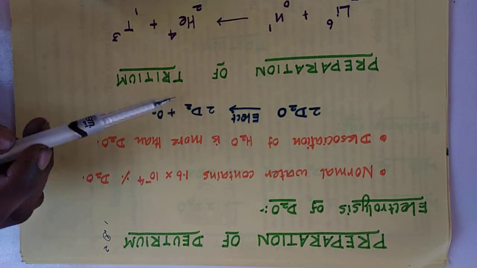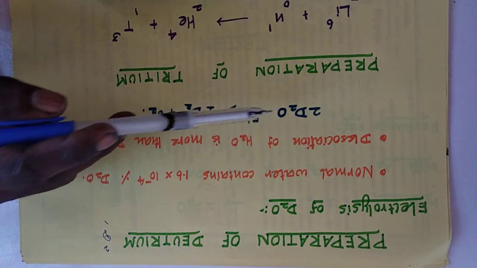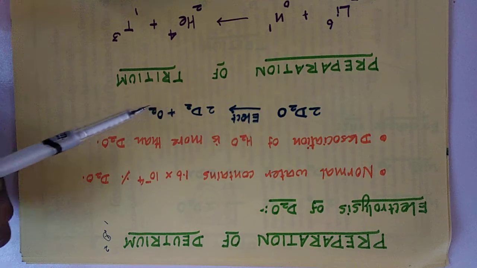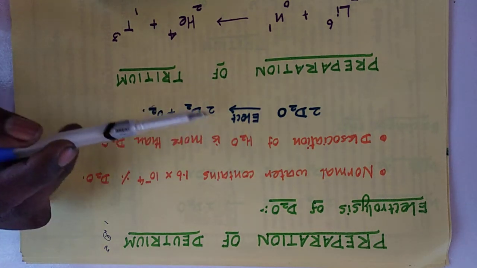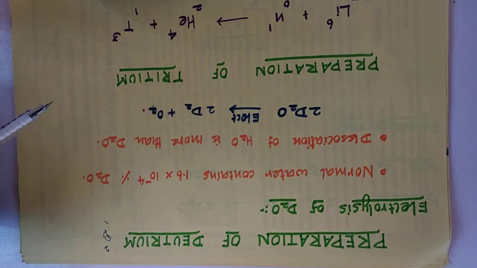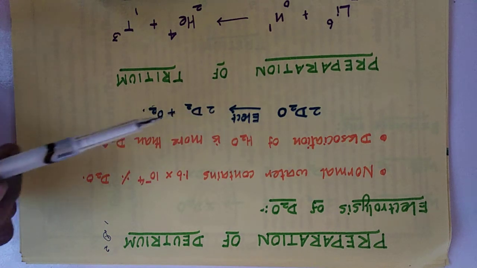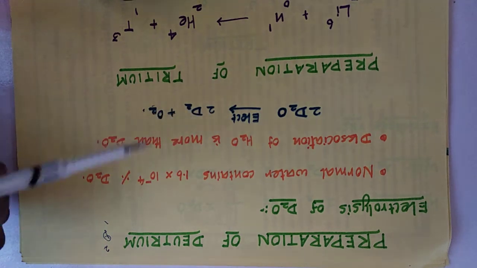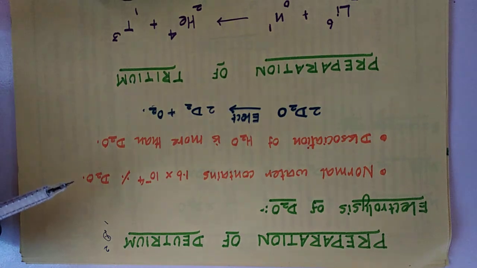The equation is given here. D2O on electrolysis forms D2 and O2. Here D2 is deuterium and O2 is oxygen. So how is deuterium prepared? By the electrolysis of D2O. When D2O is electrolyzed, D2 and O2 are formed.